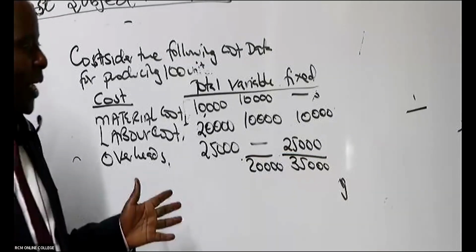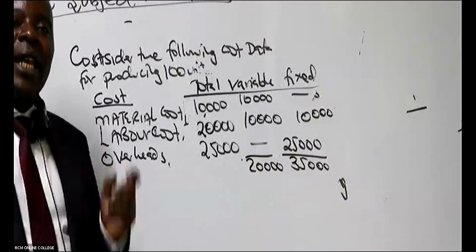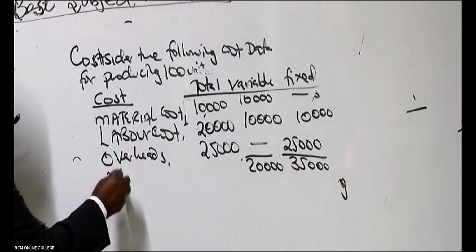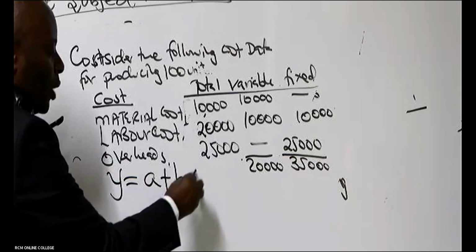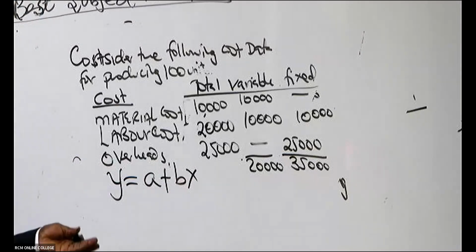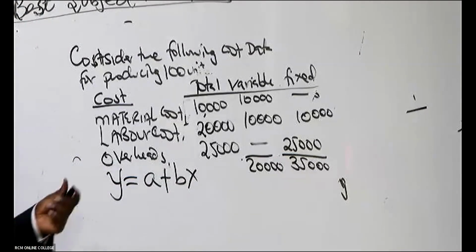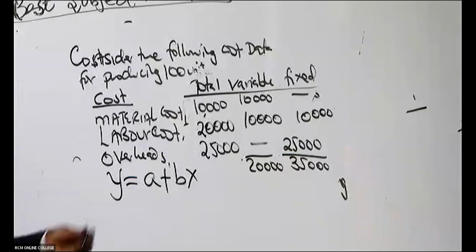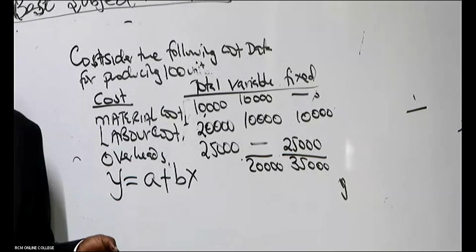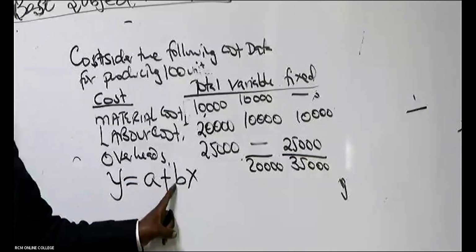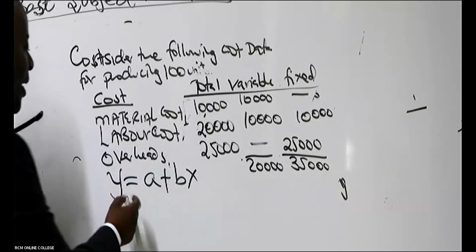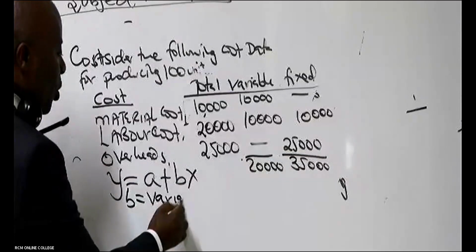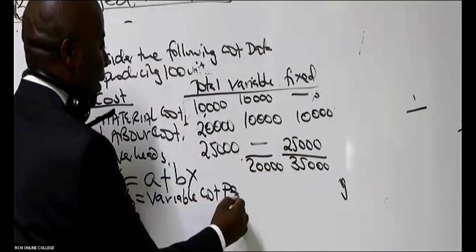Now, remember that the account analysis method is used to develop equations of this form: Y equals A plus BX. Where A will stand for which kind of cost? A is the fixed cost, so I don't have a problem with A. How about B? B is variable cost per unit.